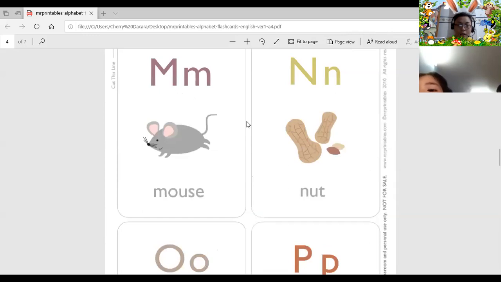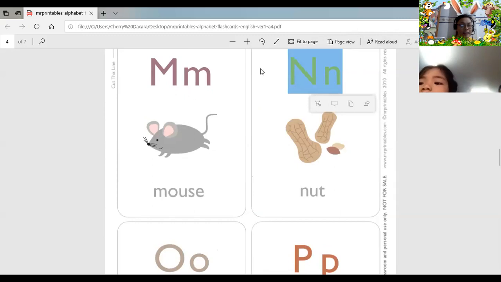Okay, what about this one, Bong? Letter M. Okay, letter M. Last one, Bong. This is letter? Letter N. Okay, again, Bong. Letter N. Đọc lại. Đọc lại, đọc to lên sao? Letter N. Okay, letter N.